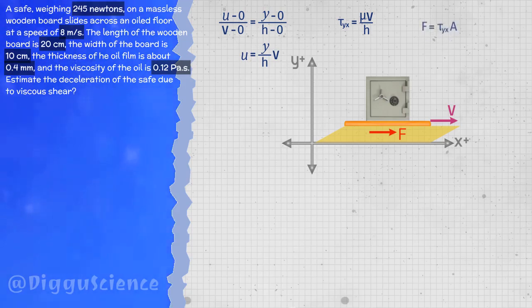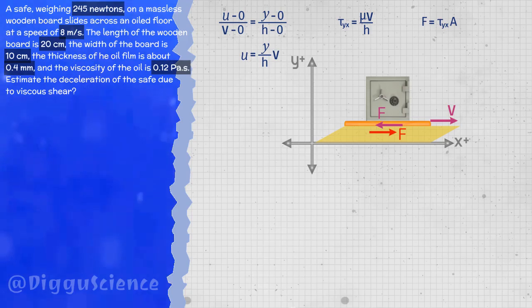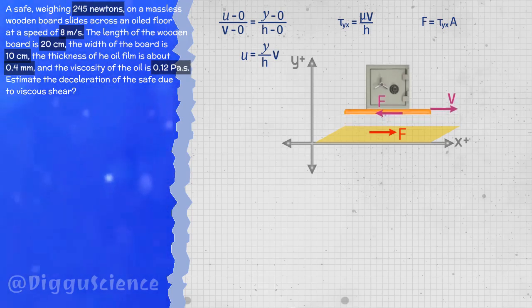The magnitude of this force is F equal to tau yx multiplied by the area of the bottom of the board that touches the oil. The force F seems to push the oil layer to the right. In response, the surface of the oil will push the board in the opposite direction, namely to the left. The safe moves to the right, but the direction of F acts on the board to the left. Of course, the safe will move slower. The safe will stop moving after reaching a certain point.